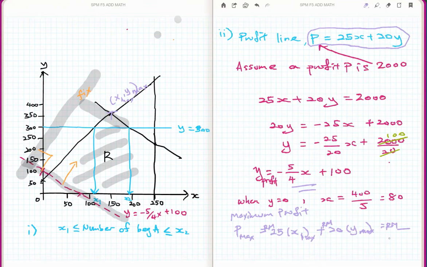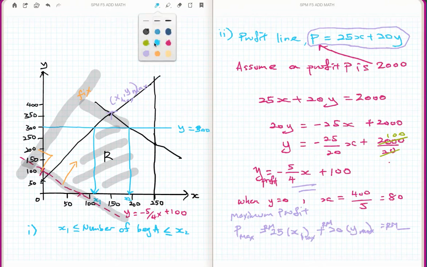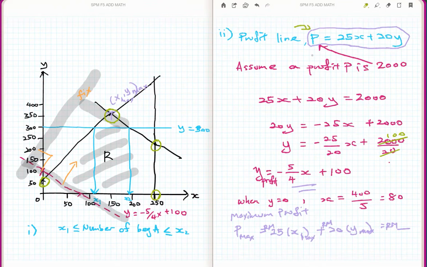There are some other options if you don't have a ruler, or a too long ruler, and you find it very hard to push it along. Normally the answer would be at its vertex, either here, here, or here. It will be at either this point. So all you need to do is read these 4 coordinates and substitute into this equation, and find out which of the 4 values gives you the maximum number. Normally it will be at the vertex.